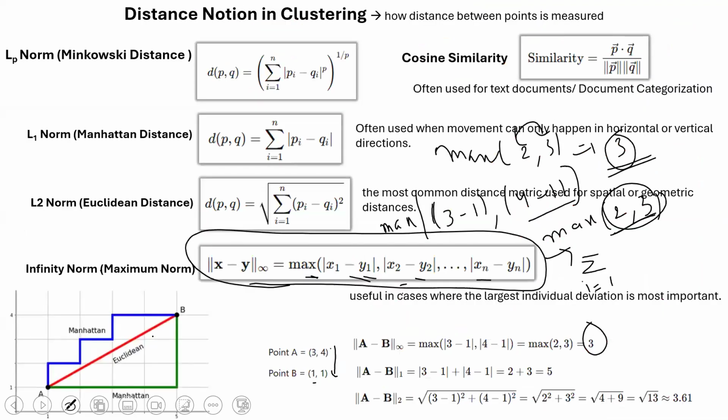We talked about distance notations. We talked about what is the Lp norm, what is the L1 norm, which is Manhattan distance, the L2 norm, which is Euclidean distance, and the infinity norm.